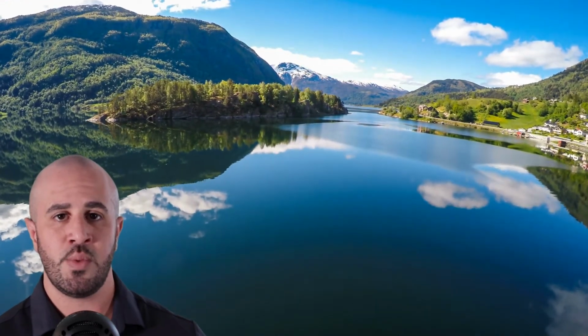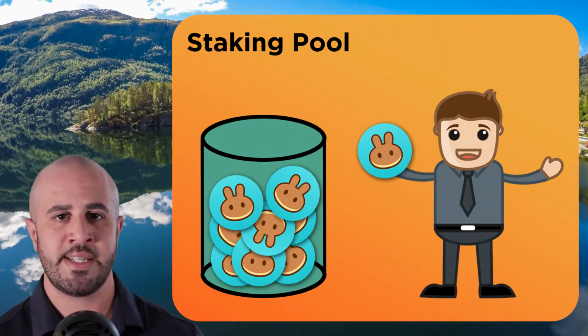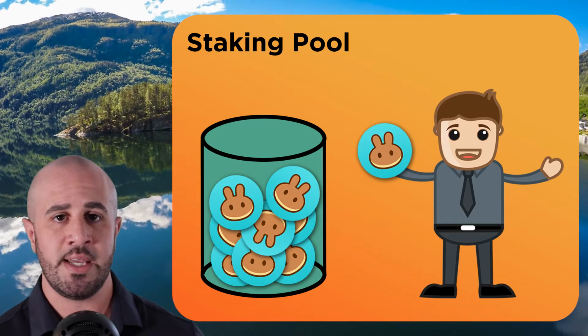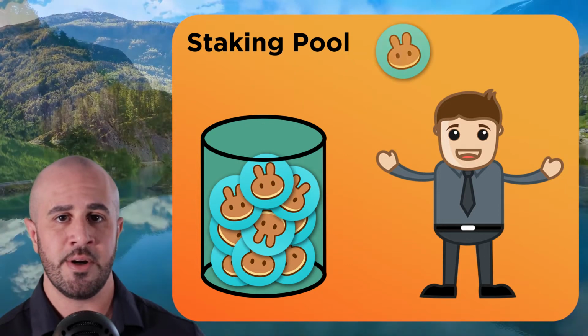The difference is with a pool, you lock up a single token and then you earn more of that same token. So if you were staking the cake token in one of the syrup pools, you would stake some cake and then you earn some more cake.